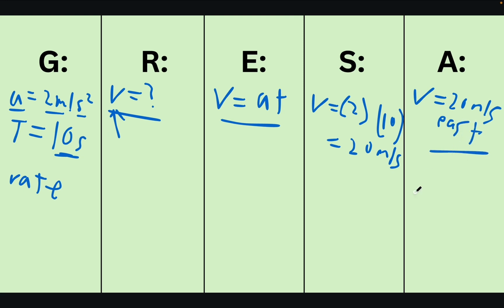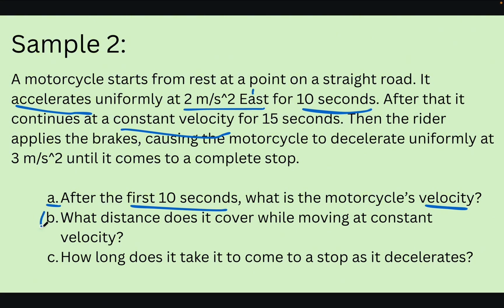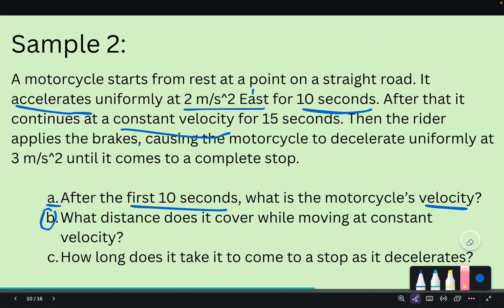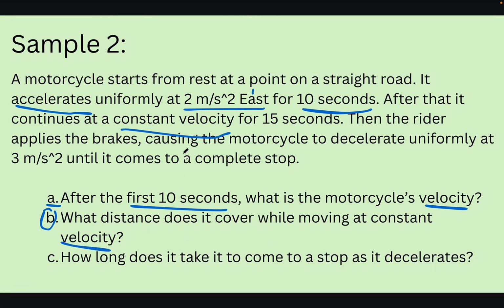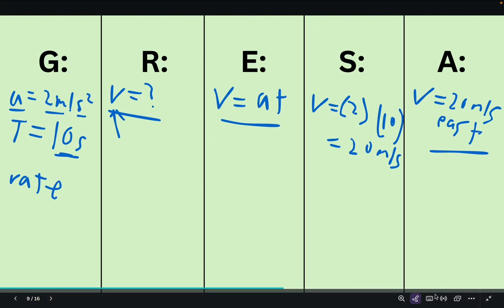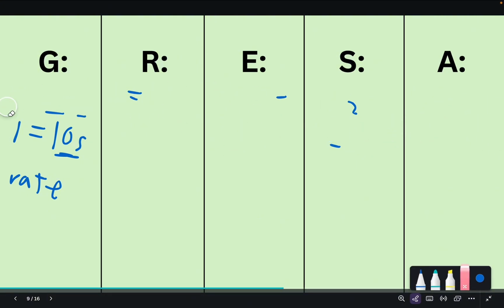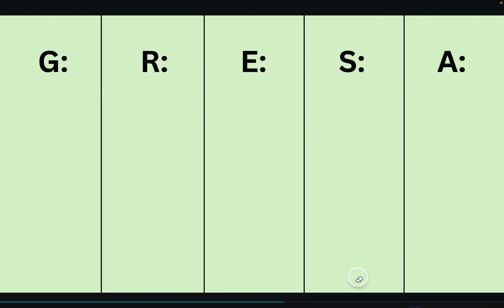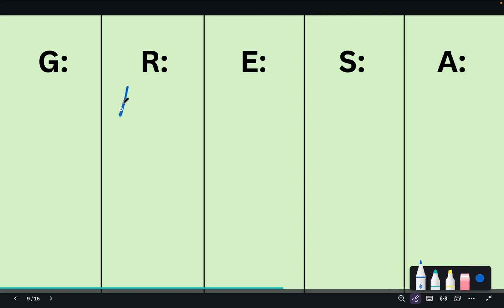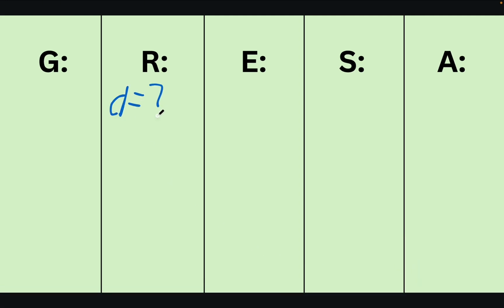Okay, now that that's done, let's answer the second problem, B. What distance does it cover while moving at constant velocity? Like what I said, a lot of what we put in Gressa depends on the problem itself. Since it's a multi-step problem, you get a lot of pieces of information. But something like the deceleration is not really needed right now. We just need to think about this part. The first thing it asks us is, what distance does it cover? That's the question, which means it is what we have to put in required. Let me just erase all this first. So because of that, we have to put here distance is equal to question mark.